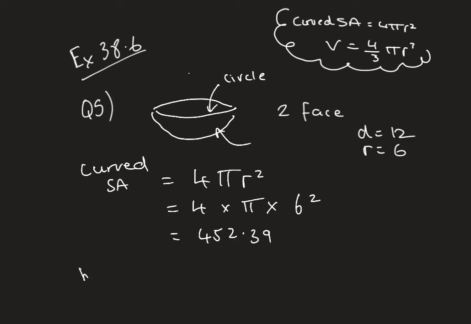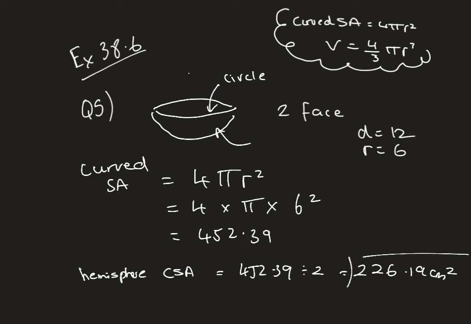for the hemisphere, the curved surface area will be that divided by 2, which is 226.19 centimeters squared. Okay, we're not done because we also have to find the area of the top face, which is a circle, and then add it on.